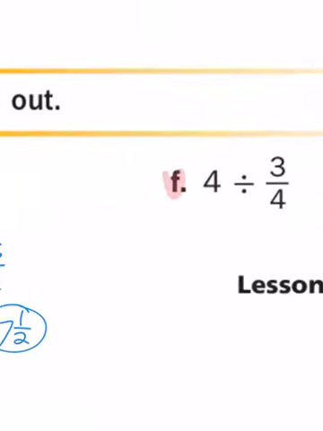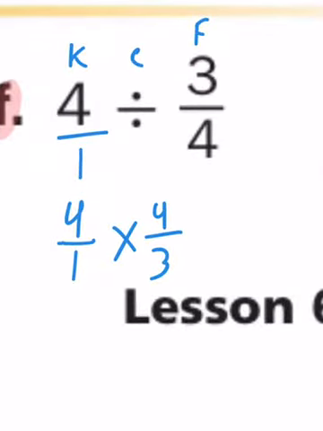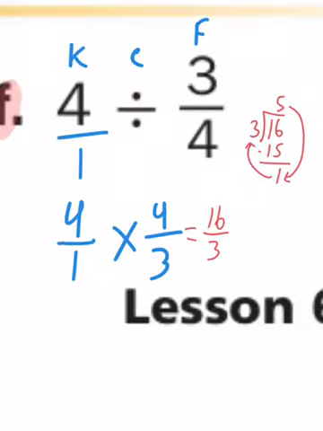All right, last one is problem F. So did you write it 4 over 1? Did you remember to keep, change, flip? Now in this one, there is, well, let's do keep, change, flip first. So I have 4 over 1 times the reciprocal 4/3. So looking at this problem, there is no bow tie reducing. So I multiply, I get 16/3. Since it's improper, I'm going to do 16 divided by 3. 3 goes into 16 5 times, with 1/3 remaining. So you have 5 1/3.